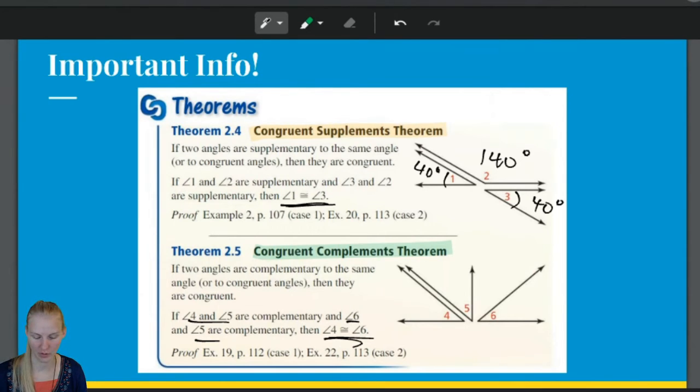So yes, the reasoning here is the same as the reasoning up here, so for the sake of time I won't go into it. But if you want to try, make angle 5 something. Make it 45 degrees. Make it 50 degrees. Make it something, and see if angle 4 and angle 6 would need to be the same in order for both of them to be complementary with angle number 5. You can try that for yourself, and you can see that yes, the congruent complements theorem is indeed true.